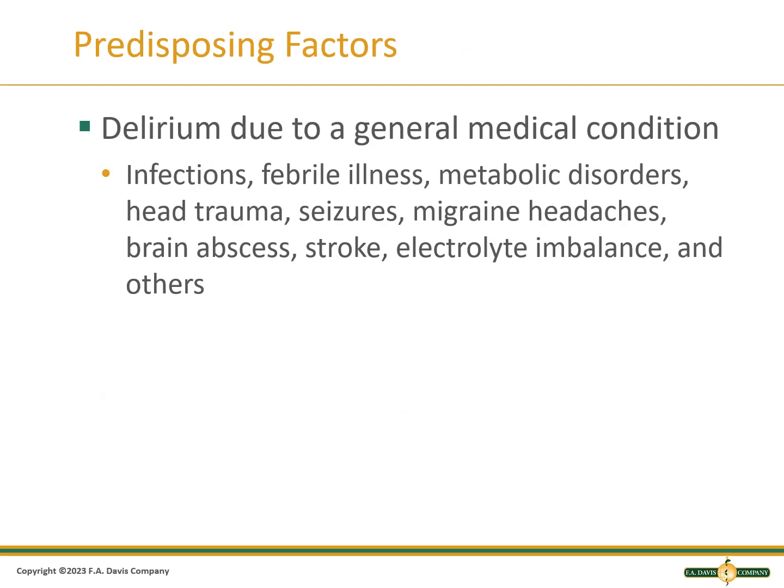People who are most likely to get delirium are ones who have a serious medical, surgical, or neurological condition. People who are over the age of 65 are at high risk. Medical conditions can include infections, febrile illnesses, metabolic disorders, head trauma, seizures, migraines, brain abscess, stroke, electrolyte imbalance, and there are many others.